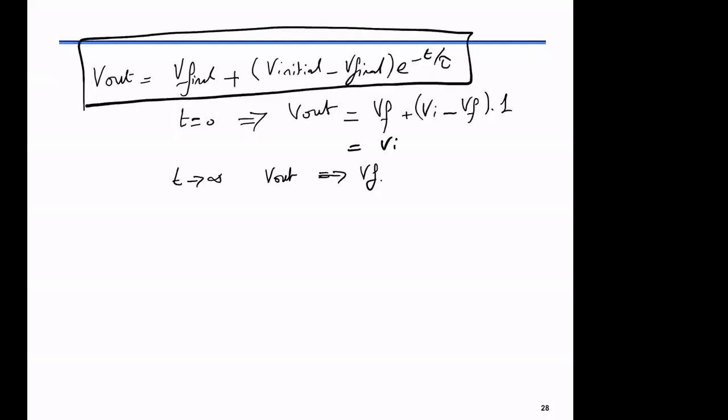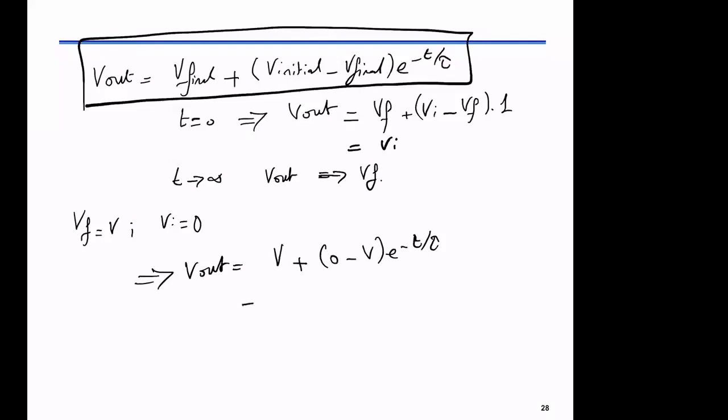Now, for our case, we have V final equal to V and V initial equal to 0. This implies that the equation for V out is V plus 0 minus V times e to the minus t over tau. I can make this look like V times (1 minus e to the minus t over tau). This is the derivation of the equation.